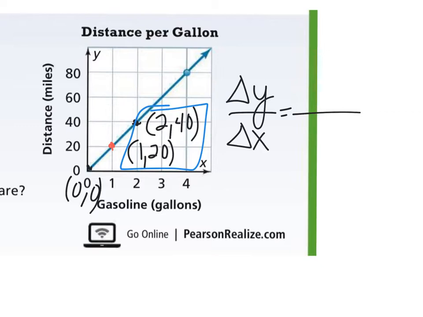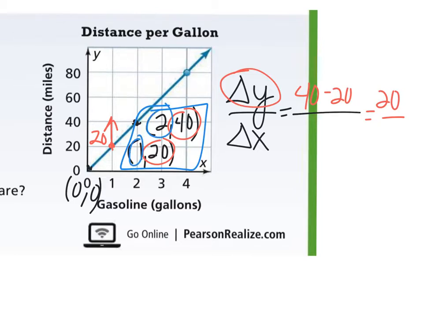So slope, it's the change in y over change in x is what we need to find here. So change in y, if we look, our y value went from 20 to 40. So our change in y would be 20. And again, working that out, you could say 40 minus 20. Change in x, the x went from 1 to 2.